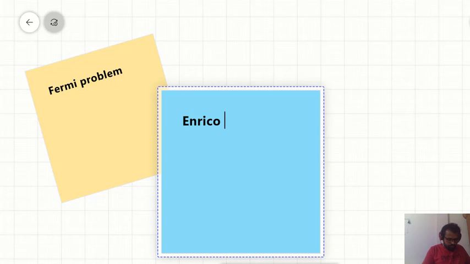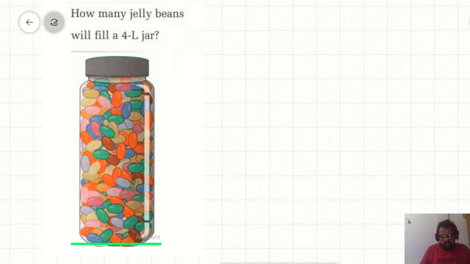Enrico Fermi was an Italian physicist who used to like to pose these kinds of problems. Let's see an example. How many jelly beans will fill a 4-liter jar? I need to figure out the size of a jelly bean, then how many fit into a 4-liter jar. I will need to account for the space between the beans. Let's use estimation and make some assumptions.